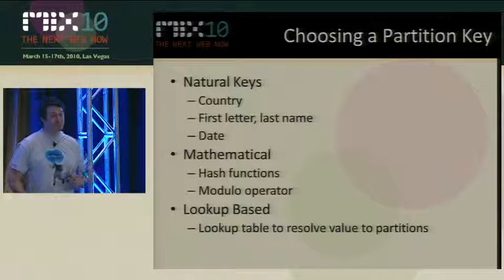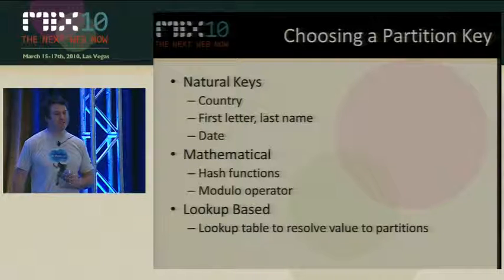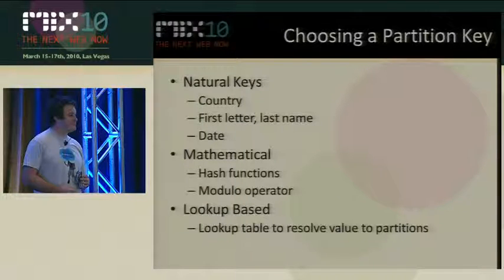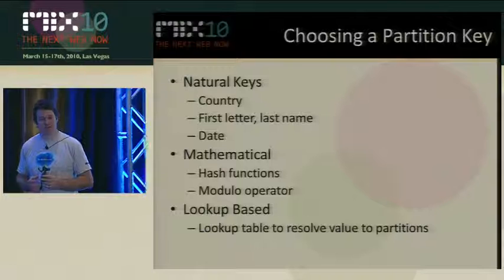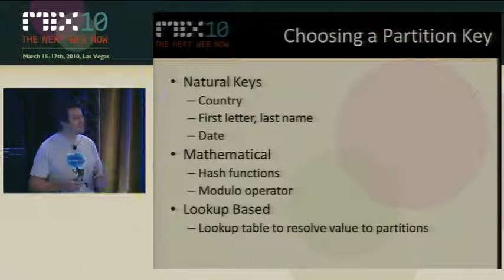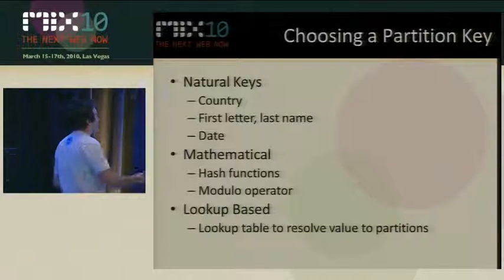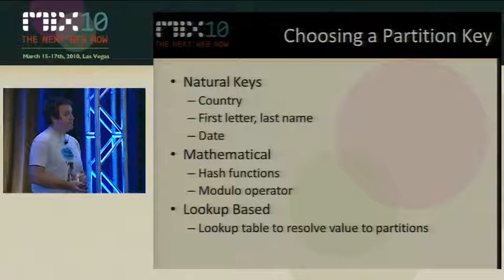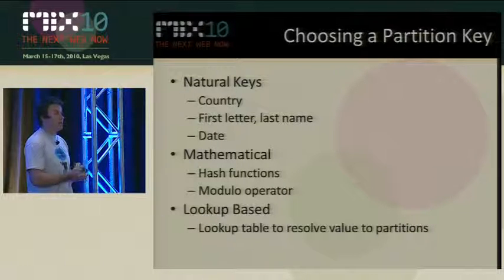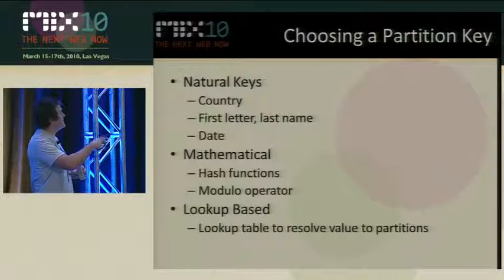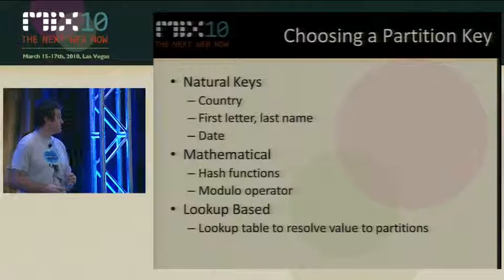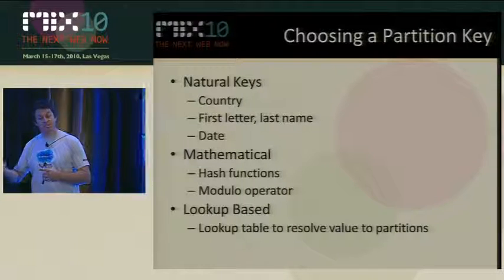If you do it by country, well, we have big countries like your country, and we have little countries like my country, where we've got a population about half the size of New York City. Right? Not quite ideal. Or we can use some sort of mathematical algorithm, potentially in combination with these natural keys. Finally, we may use some sort of lookup table.